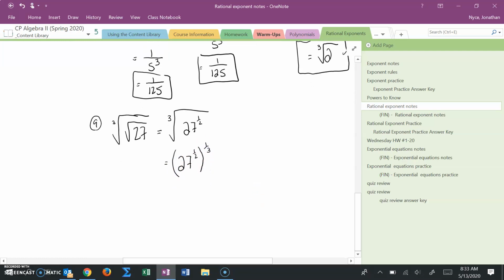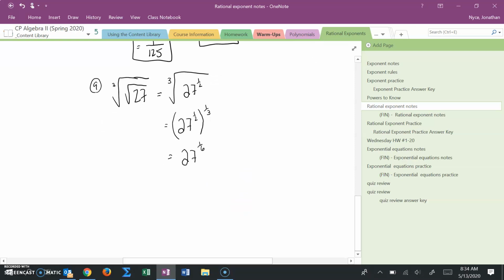And now we have 1/2 times 1/3. That gives us 1/6. And you could make this then the 6th root of 27. But when you do a factor tree, nothing will come out. So this is actually going to be easier to use the powers to know. 27 is 3 to the third. 3 times 1/6 is 1/2. We have 3 to the 1/2. Same thing as the square root of 3.